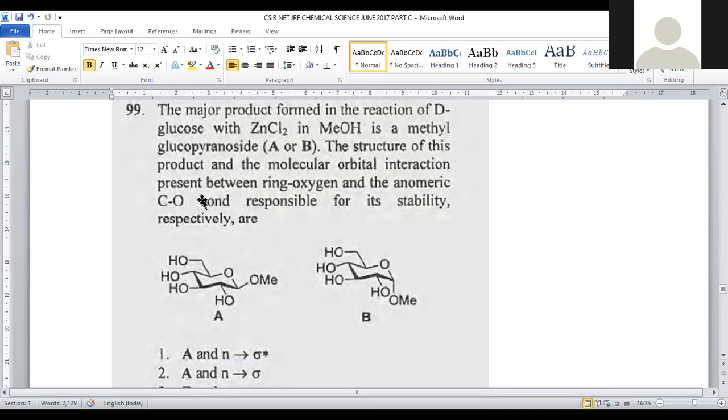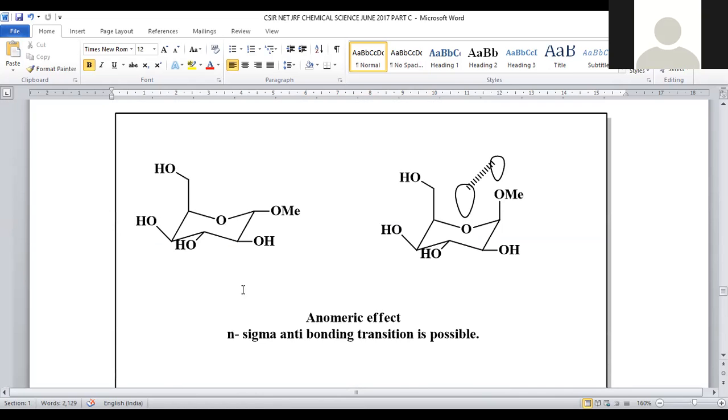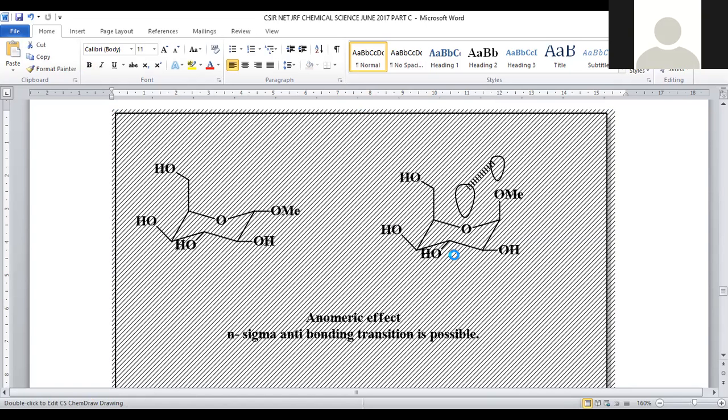And one more thing we need to find out is the ring oxygen and anomeric carbon. So what kind of bonding molecular orbital interaction will be there? So this oxygen and this anomeric carbon, how will the linkage be possible? This is a kind of linkage. So the anomeric carbon should be linked, not the methoxy functional group.